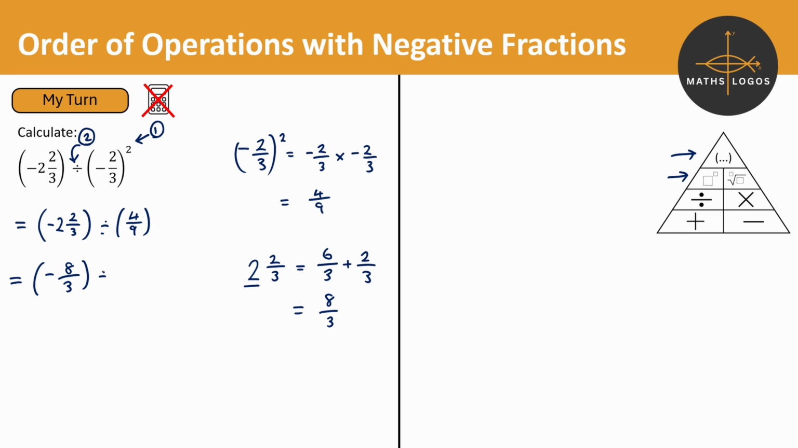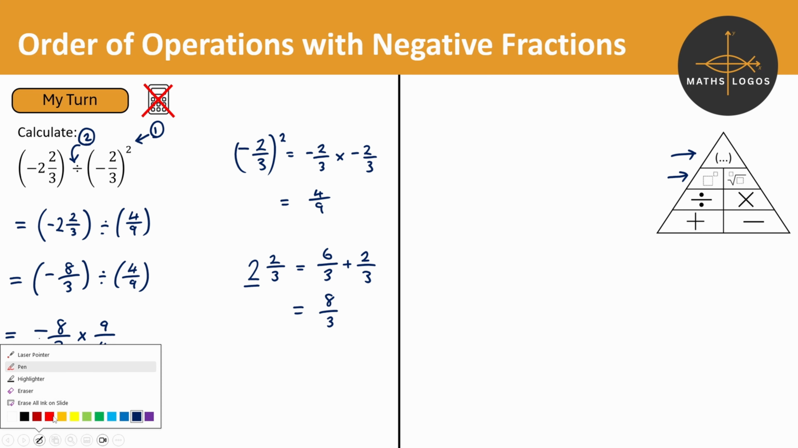I'm doing negative 8/3 divided by 4/9. Same idea as what we've seen in the previous example. Dividing by a number is equivalent to multiplying by its reciprocal. So dividing by 4/9 is equivalent to multiplying by the reciprocal of 4/9, which is 9/4.